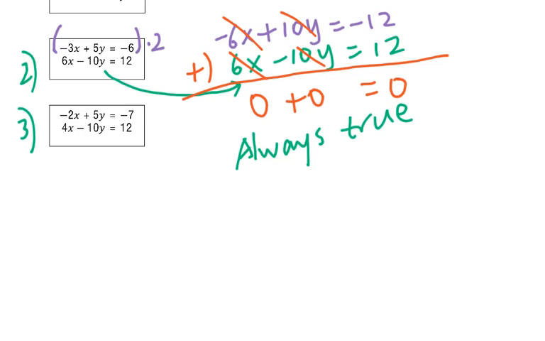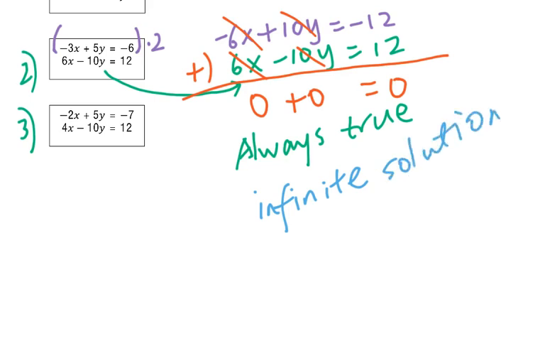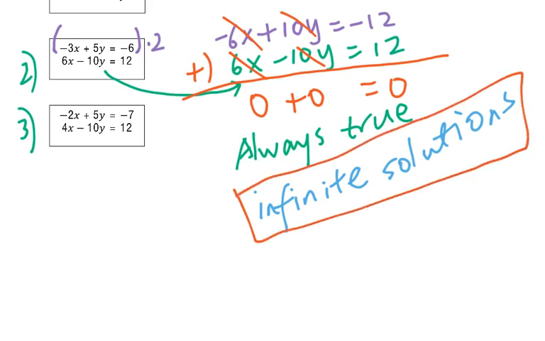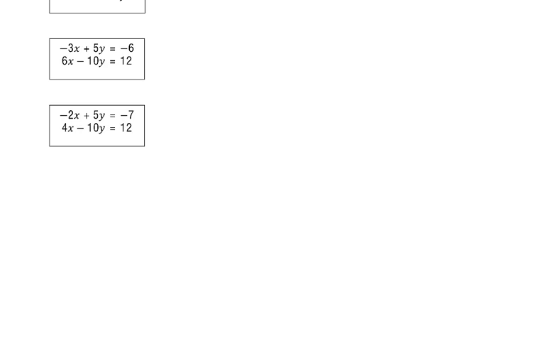So it will be infinite solutions. Which means these two equations are exactly the same. They overlap. That's why they have infinite intersections. So we know that the second one has infinite solutions.